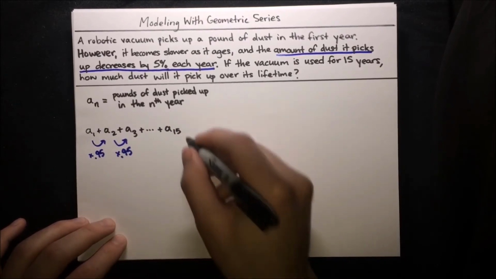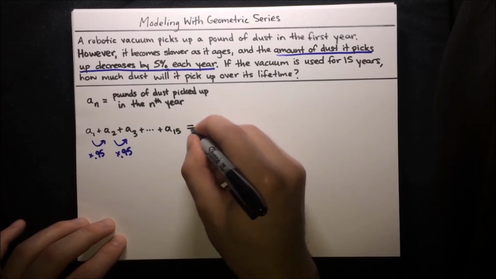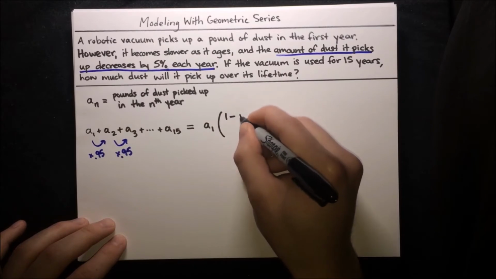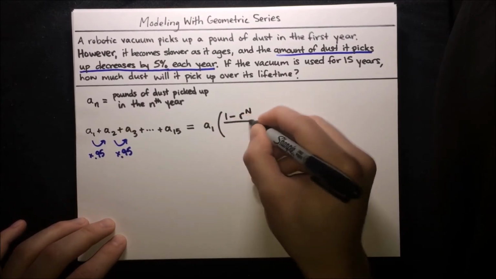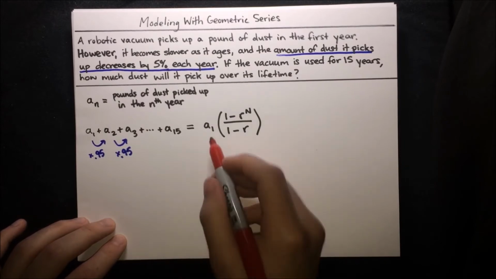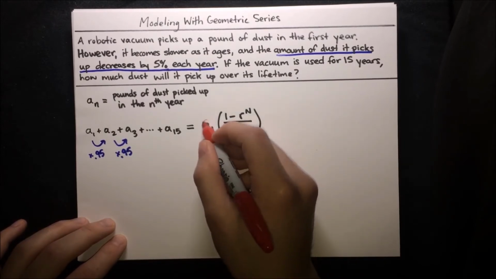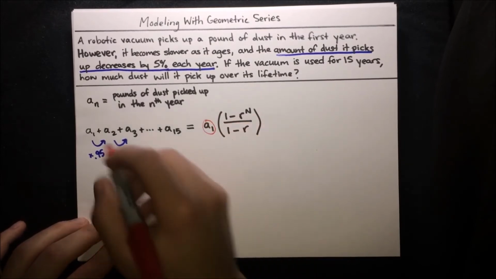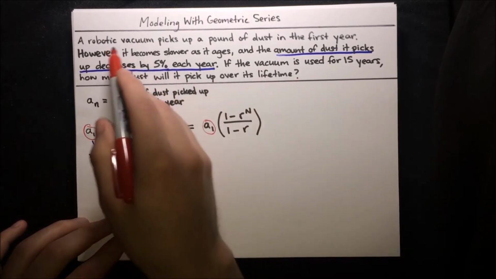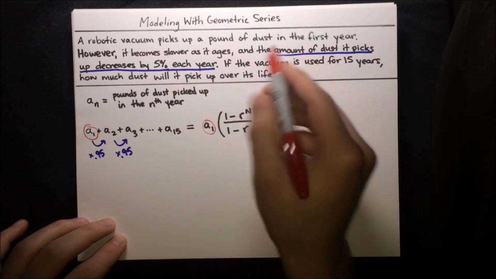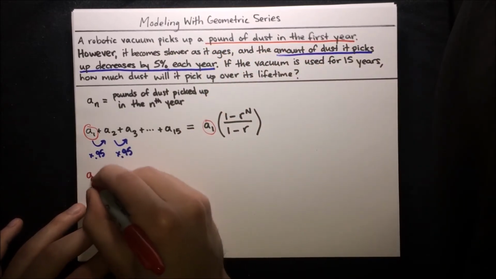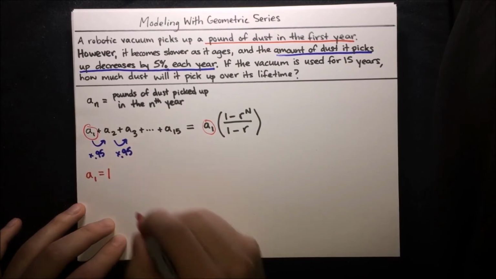So we can just go ahead and use our geometric series sum formula, which is a1 times 1 minus r to the n over 1 minus r. And now we can just go ahead and plug in. So first of all, a1. What is a1? Well, why don't we look back to our information in the problem. The robotic vacuum picks up a pound of dust in the first year. So that's telling us that a1 is equal to 1.